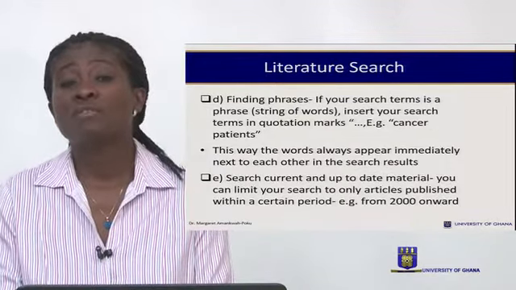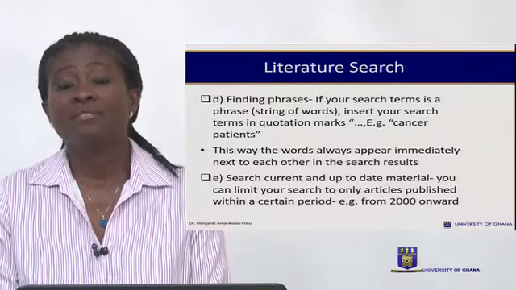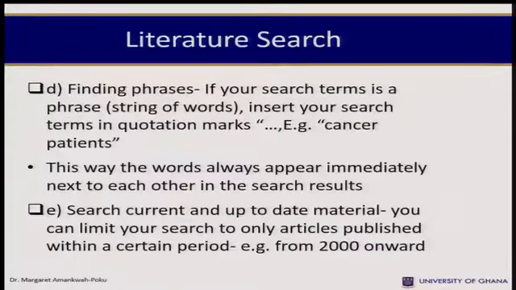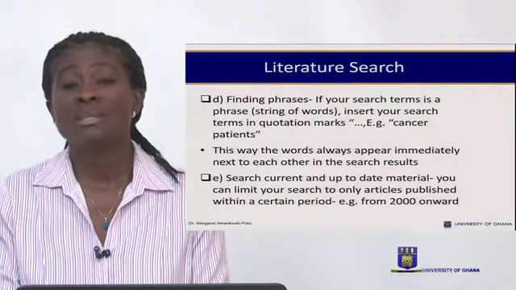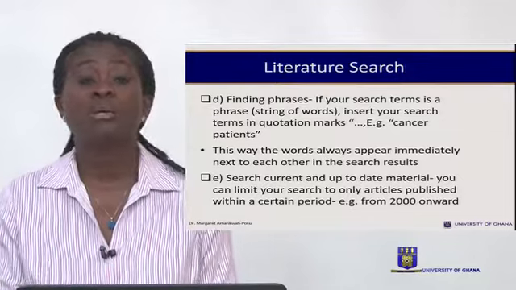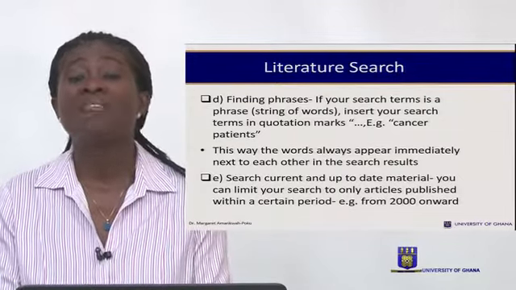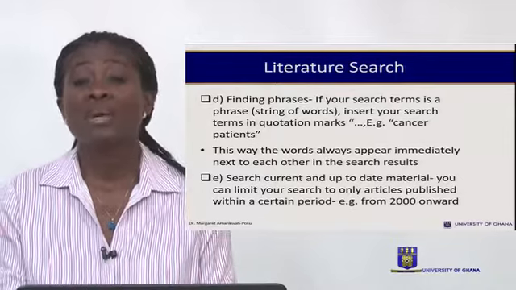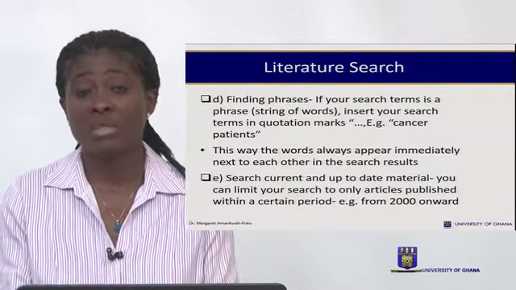Another technique is also to find phrases. So if your search term is a phrase, a string of words, you insert the search terms and then put quotations at the end of it. This way, whatever information is generated, whatever journal articles, for instance, the words will appear immediately next to each other because you've put the quotation marks. So for instance, if I have "cancer patients", it will bring up papers that have these words appearing next to each other.